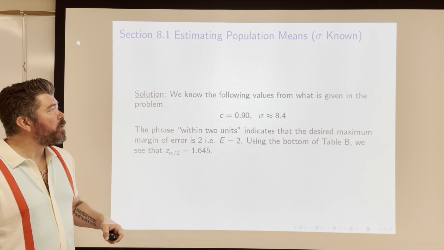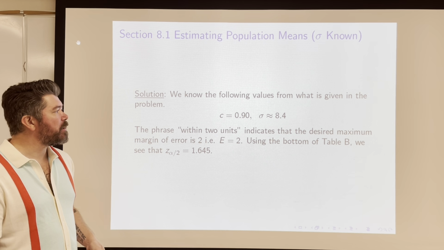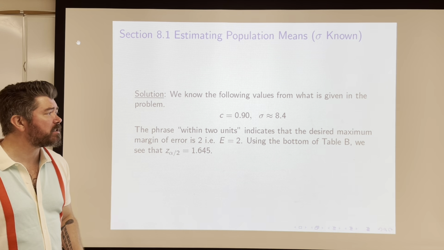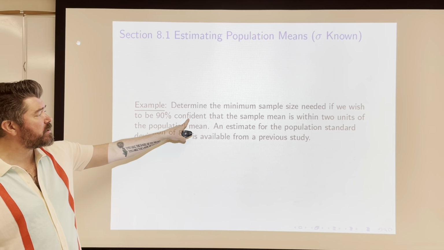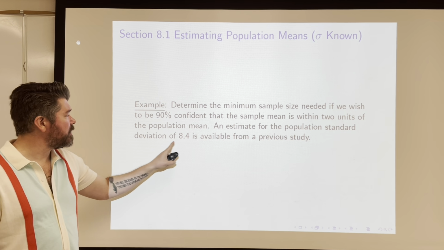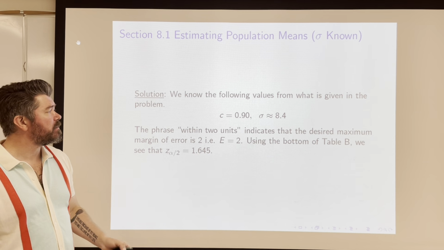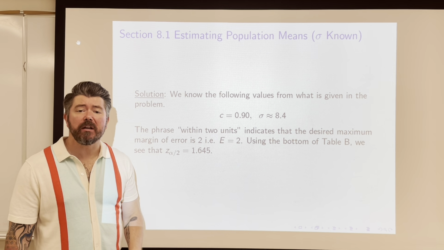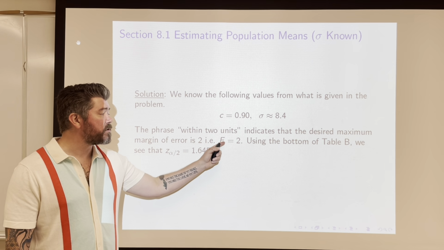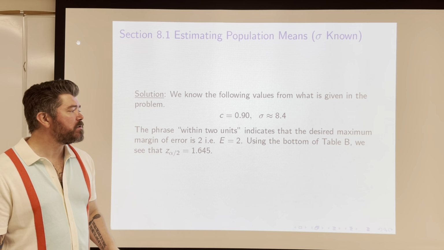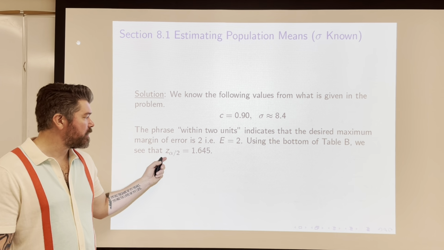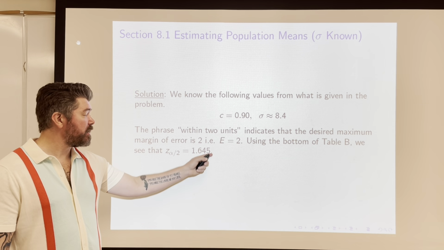So we know the following values from what is given in the problem. C is 90%, our confidence, and our sigma is approximately 8.4. We want a 90% confidence, and an estimate of the population standard deviation was given to us. This is our sigma. The phrase within 2 units in this problem indicates that the desired maximum margin of error is 2, so E equals 2. Using the bottom of table B, we see that z alpha over 2 is 1.645. Again, please check this and verify that you're doing this correctly.